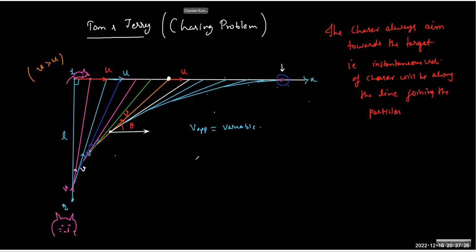So tell me, what is the V approach at this random instant? The random instant which I have drawn, what is the V approach? We can write V cos theta minus U cos theta.